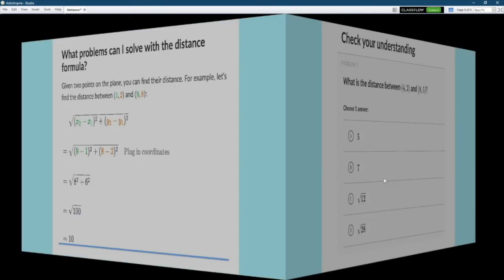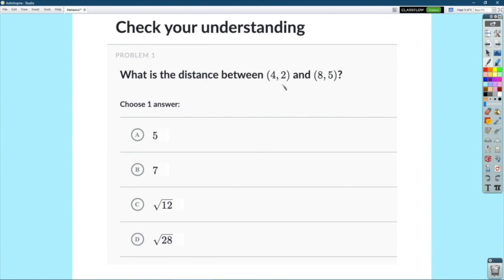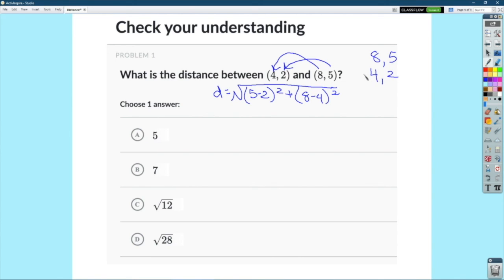Check your answer. What is the distance between the ordered pairs of 4, 2 and 8, 5? You want to go ahead and try this and see what you get. You're going to use the distance formula and plug in your answer. I'm going to do D equals, doing the y's first, 5 minus 2 squared plus, and then my x's, 8 minus 4 squared. I usually like to stack them so that I don't mix them up, and then I can subtract down this way, just to help me from getting confused, and you'll notice that it looks like I did it correctly.